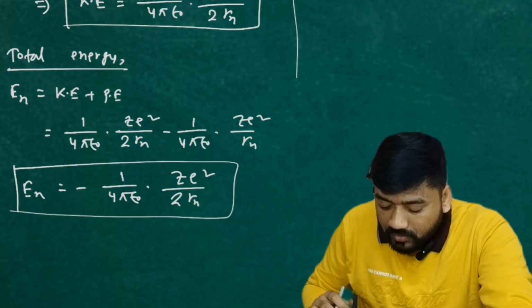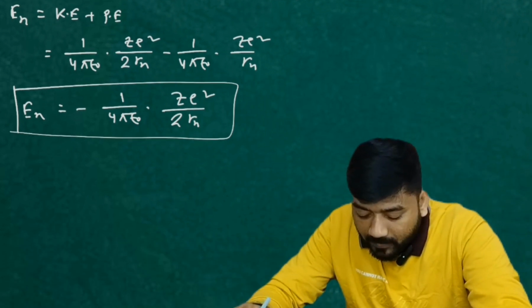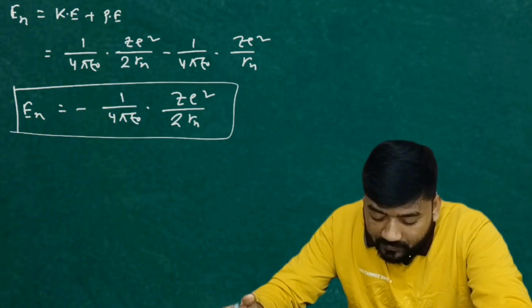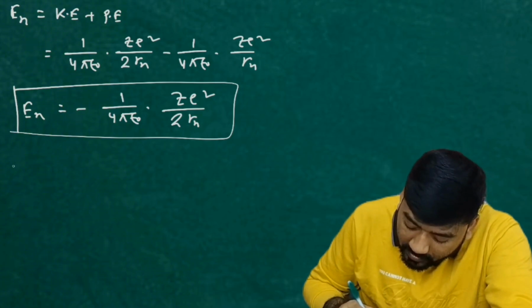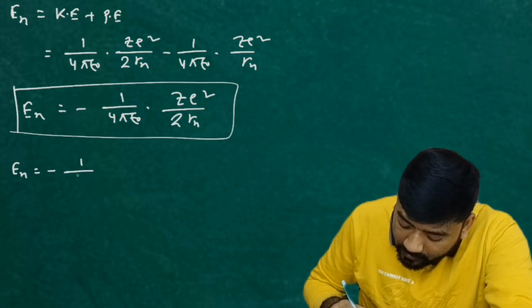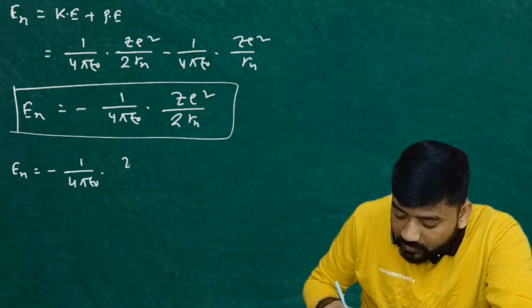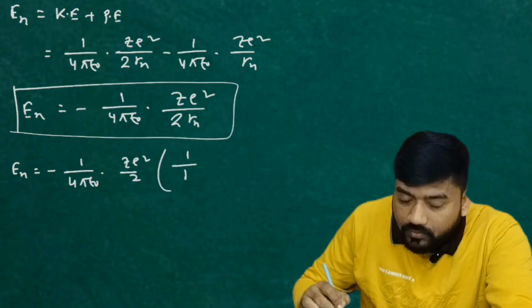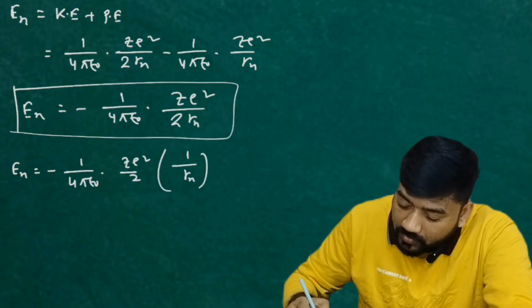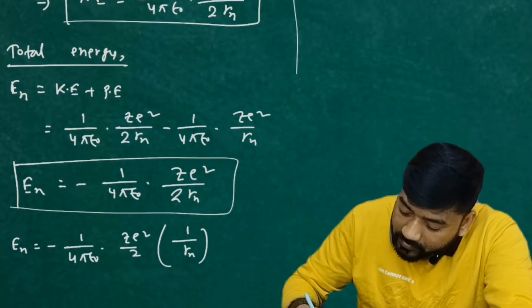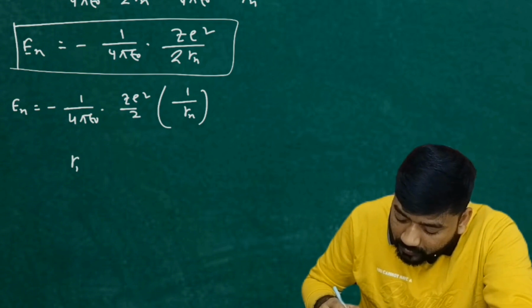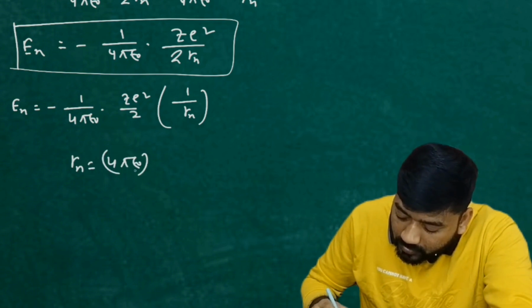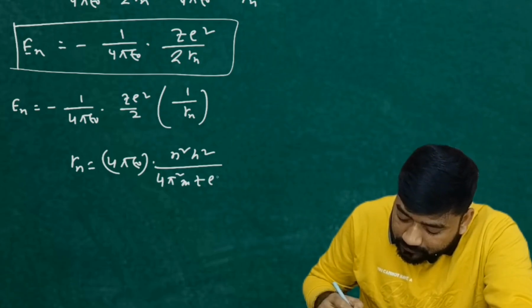But if you want the expression of En in terms of n square, h square, something like this, you have to put the value of 1 by Rn. So you can write from here En equal to minus 1 upon 4 pi epsilon naught into Z e square upon 2 into 1 upon Rn. Now what is the value of 1 upon Rn? Again we have to use the expression of Rn. Let me write it here again. We have Rn equal to 4 pi epsilon naught into n square h square upon 4 pi square m Z e square. So this was the expression for Rn.